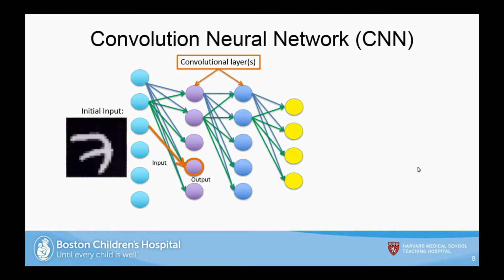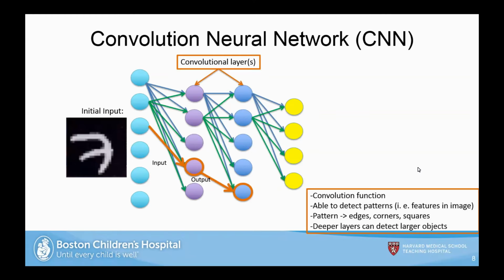It'll be input into the CNN. It'll go through this node here, and it'll be convolved, and then it'll be spit out, and then it will go into this one here, and it'll be spit out to the next one, eventually until it gets to the final output. So these convolutional layers are actually just convolution functions, and they're there because they're able to detect patterns such as features in the image, like edges, corners, or squares, and it was noted that deeper layers can detect larger objects. So I'm assuming that their more shallow layers can detect finer details, and then their deeper layers can detect larger objects or larger details. And then you'll get a final output, not input. So for example, it'll say the image shows the number 7.